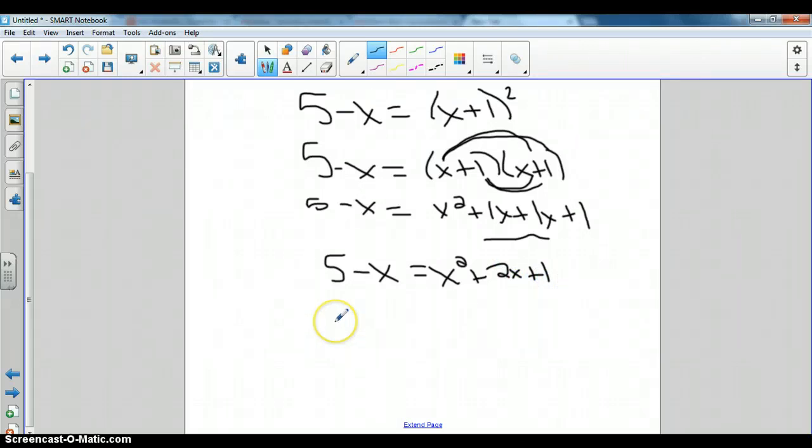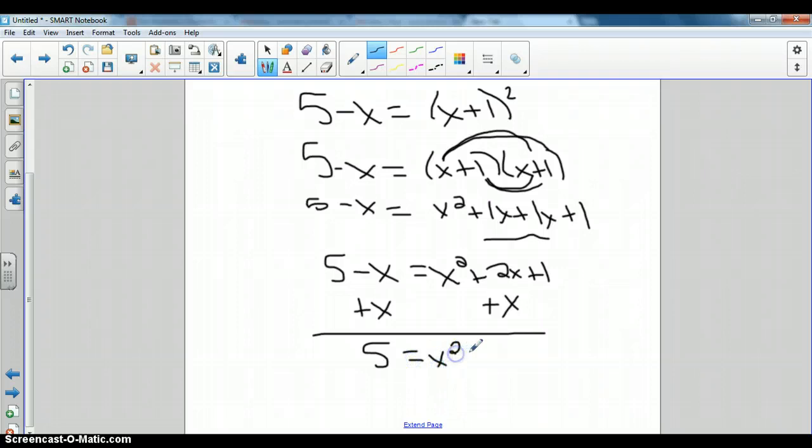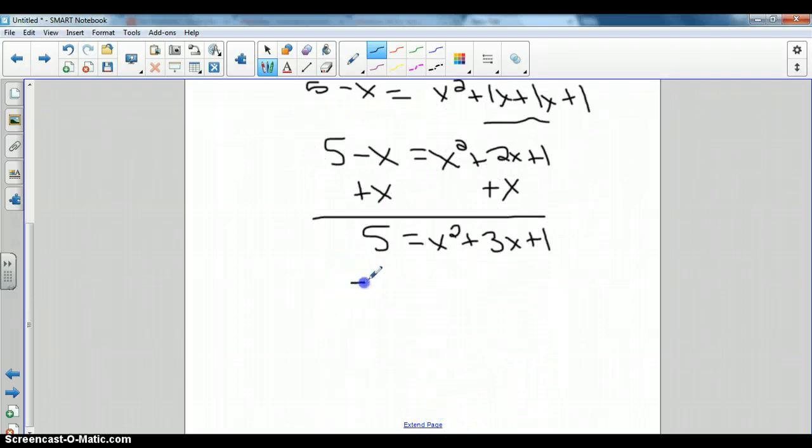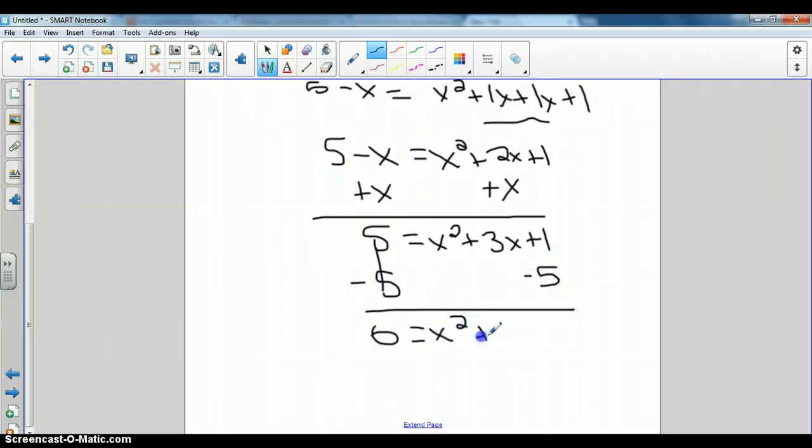Now we're going to combine everything. We want to get everything on one side and 0 on the other. So I'm going to add x to both sides. Now I'm going to move that 5 over. I'm just combining things that are alike. I'm sure you remember this. Got 0 equals x squared plus 3x plus 1 minus 5, which is negative 4.